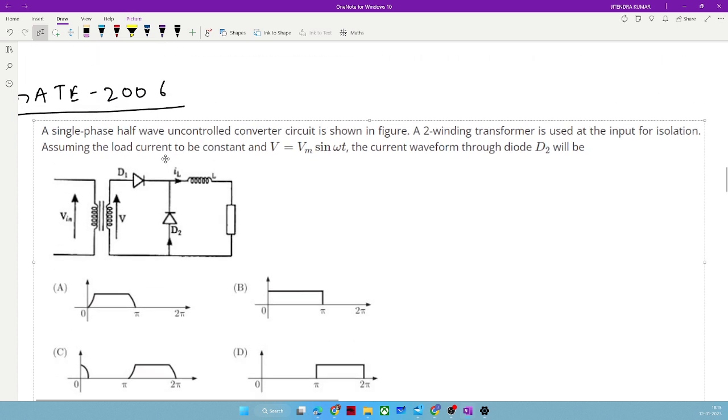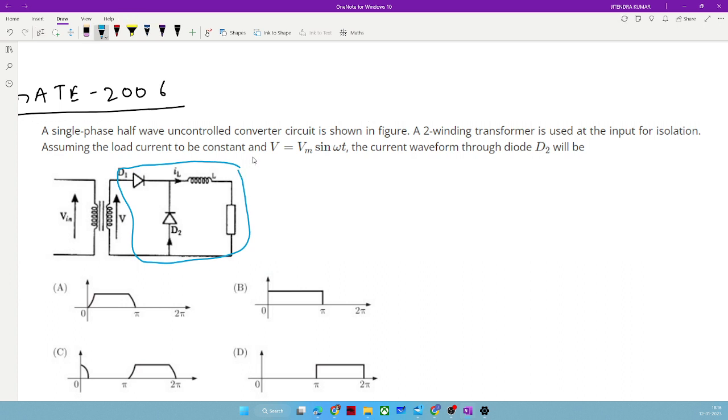So it was said that a single phase half wave uncontrolled converter circuit is shown in the figure. And this entire rectifier circuit is connected by a two winding transformer. And here the supply, which is V, is Vm sin omega t. We just need to identify the current waveform of diode D2.